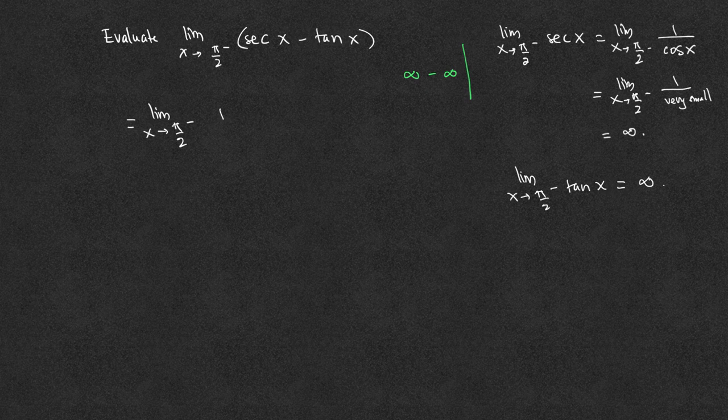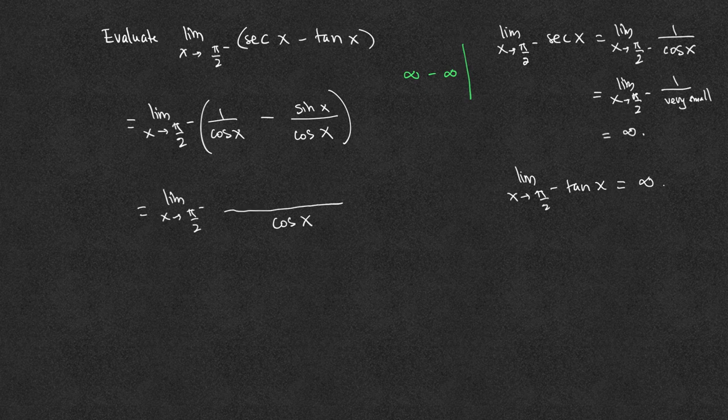Secant of x is 1 over cosine of x, and tangent of x is sine of x over cosine of x. And we see that the two terms have the same denominator, so that we can combine the rational expression. The common denominator is cosine of x. The numerator is 1 minus sine of x.